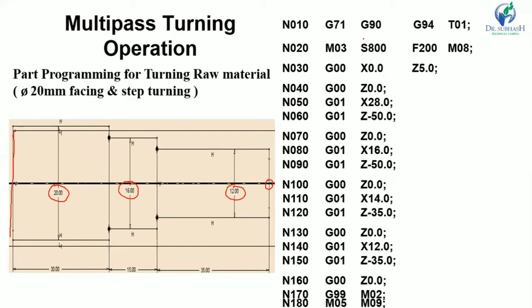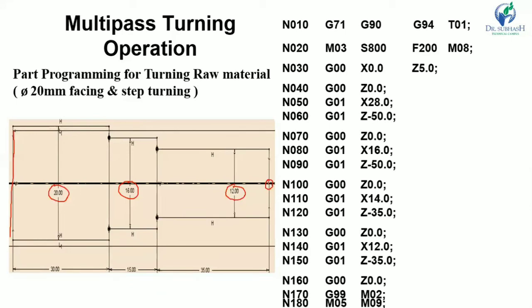So initially, as usual, G71, G90, G94 and T01. M03 spindle start, speed 800, feed 200, M08 coolant on. Okay, now initially G00 X0 is here and Z is 5. Okay, now rapid traverse Z00, that means the tool will be here.